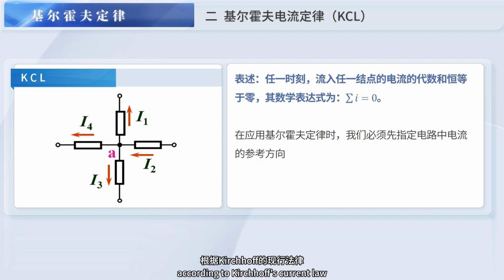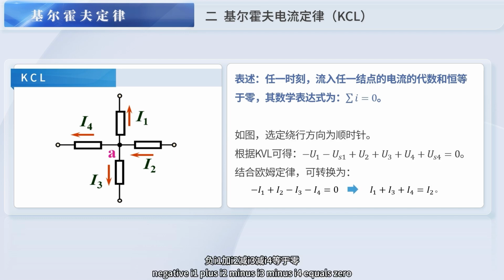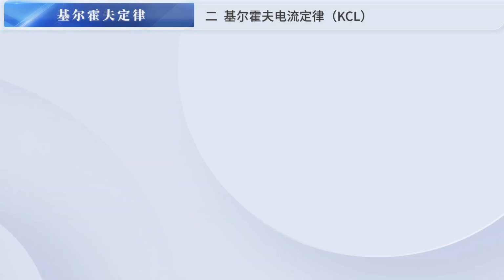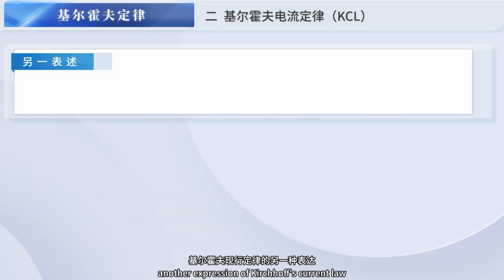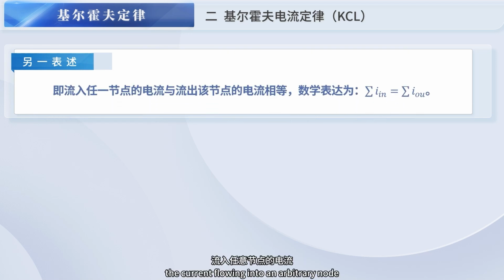According to Kirchhoff's current law, we can get the expression between the branch currents: negative I1 plus I2 minus I3 minus I4 equals 0. This equation can also be written as I2 equals I1 plus I3 plus I4. In this way we can conclude another expression of Kirchhoff's current law. The current flowing into an arbitrary node is equal to the current flowing out of the node. The mathematical expression is sum I_in equals sum I_out.